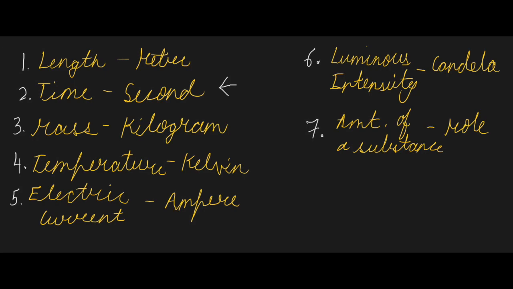Fifth, we have electrical current, which is measured in ampere. Sixth, we have luminous intensity, which is measured in candela. And seventh and finally, we have the amount of a substance, which is measured in moles. Now that we have this set, let us focus on the second fundamental physical quantity on this list, time.